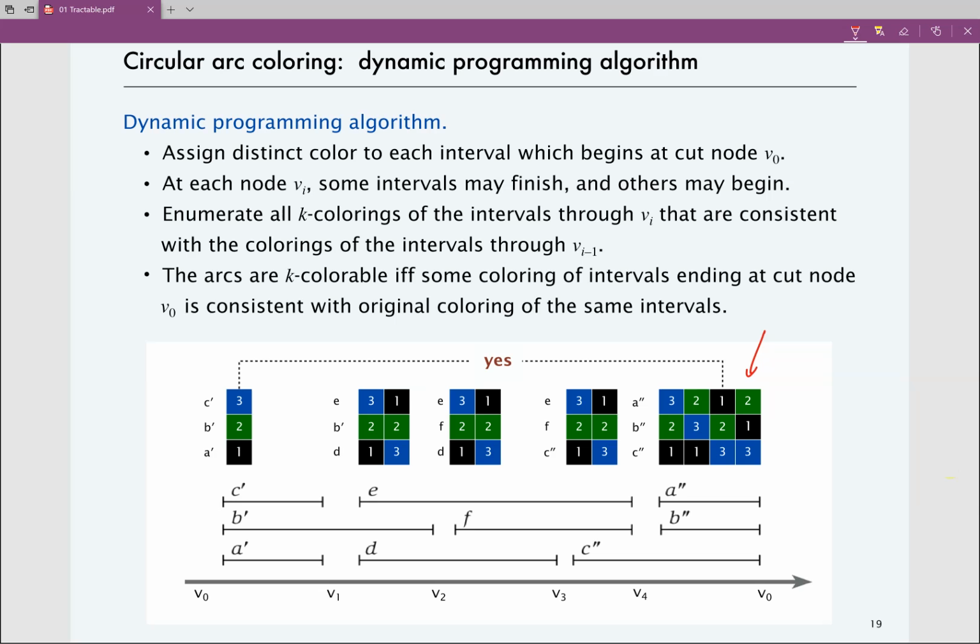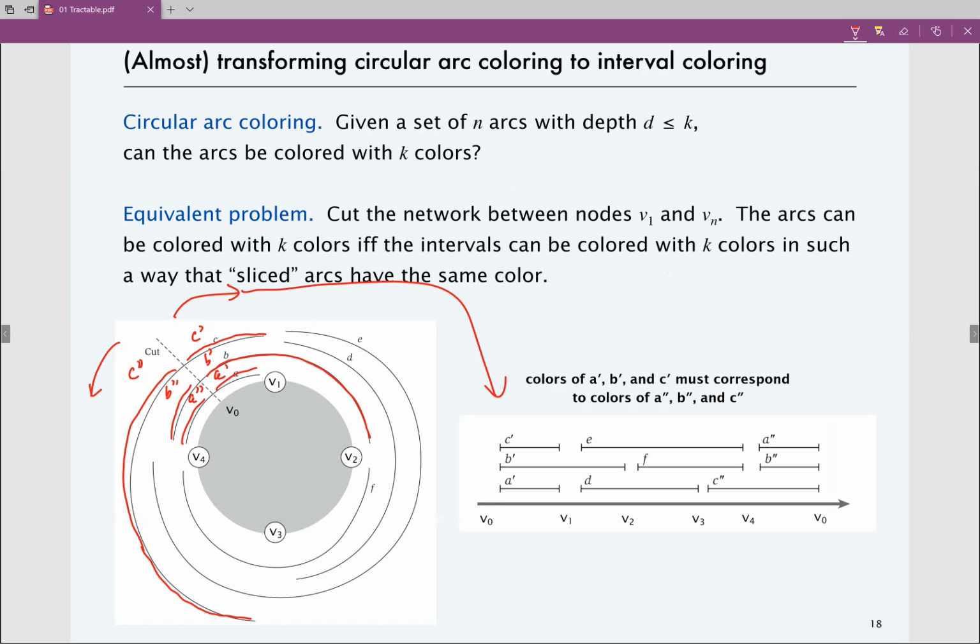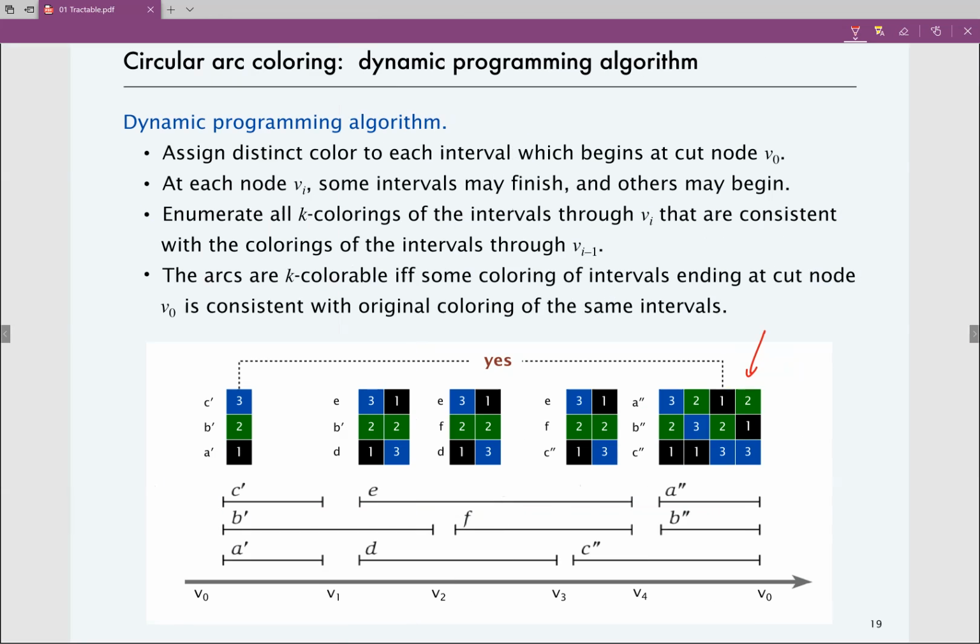If any of them matches the coloring for A prime, B prime, C prime, then we have this property. Remember, the property we wanted was for the coloring over here to match the coloring over here. If we can accomplish that, then we have a consistent coloring for the entire arc. So now we're just going to look through all of these 4 colorings over here to see if any of them are consistent with this thing over here.